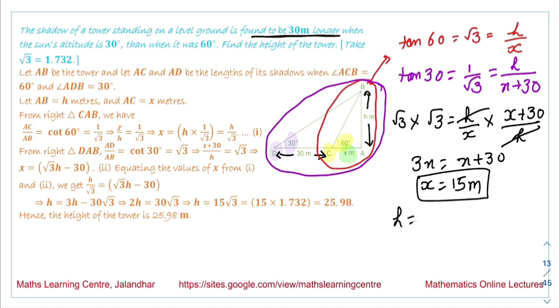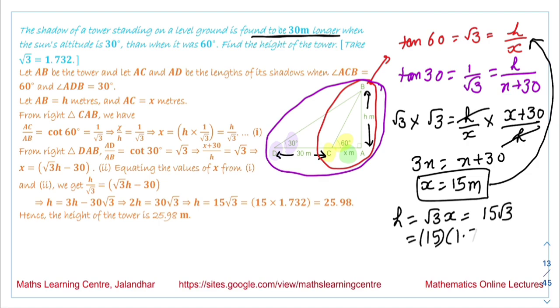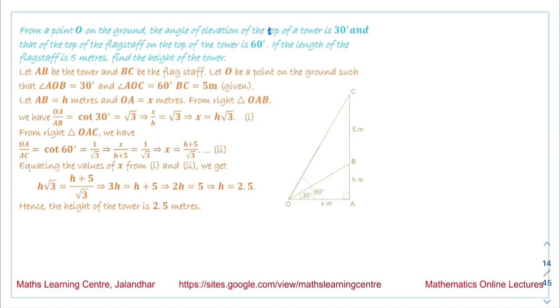Next, when we are talking about the value of h, we substitute this value in the first equation and we will get root 3 times x, that is equal to 15 root 3, that is 15 into 1.732, that is equal to 25.98 meters.